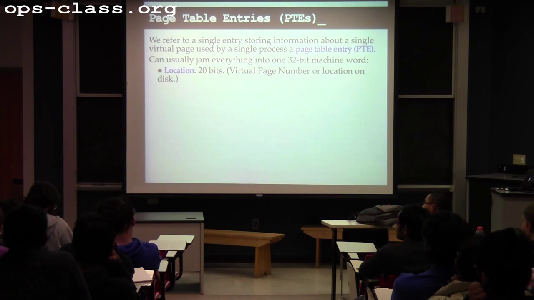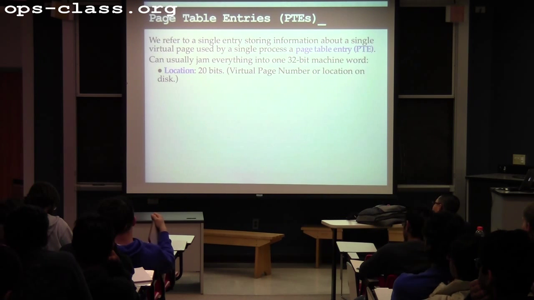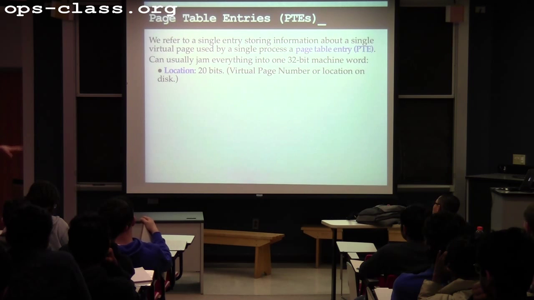The other 12 bits give the offset of the page. Yeah, but what about pages? This would change if I changed what? The page size, right? This is a function of the page size. This is 32 bits minus the number that I need to map the offset, which is 12 because the pages are 4K, right?